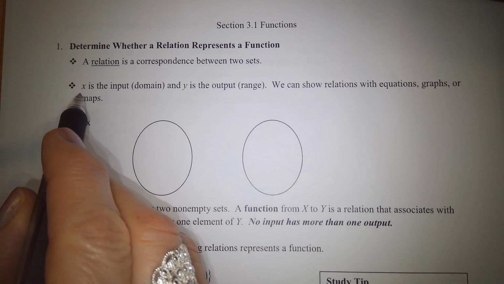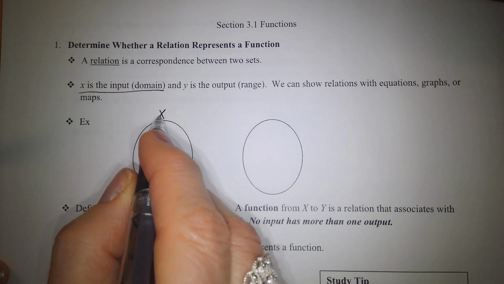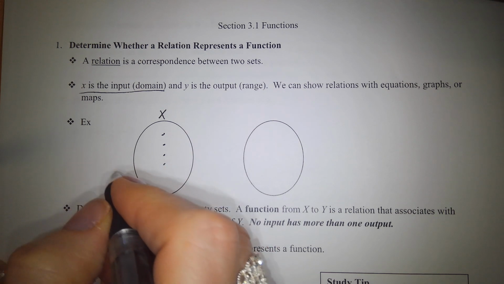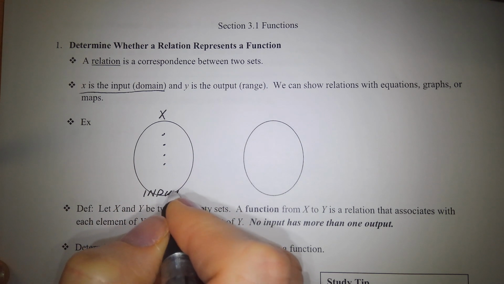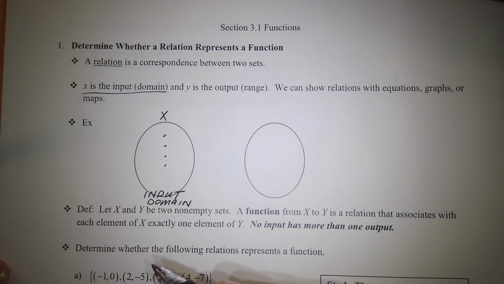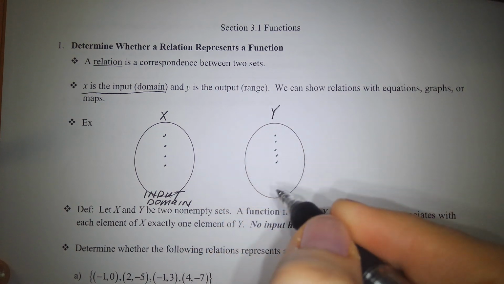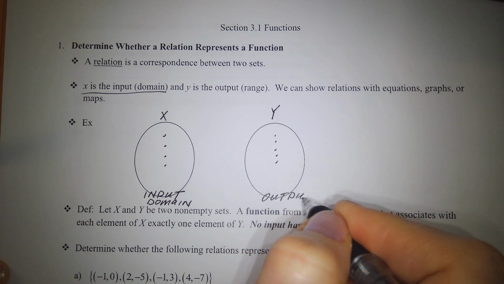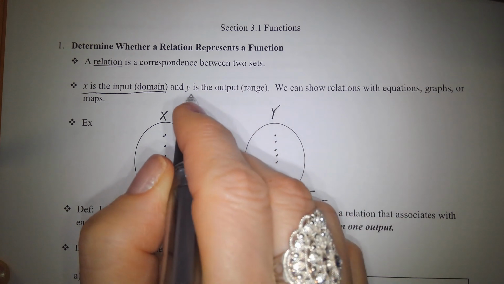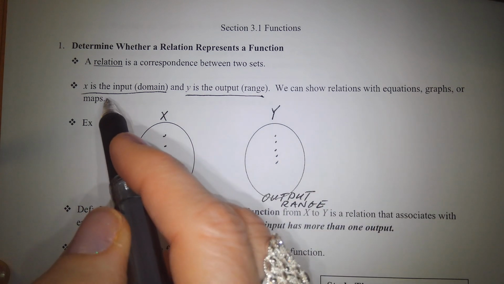If we let x be the input, or in other words, the domain, so let's let this set of data points be the input, which is also called the domain. We will let y be the set of points that is the output. We will also call that the range. We can show relations with equations, graphs, or maps.